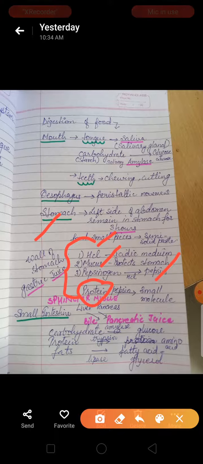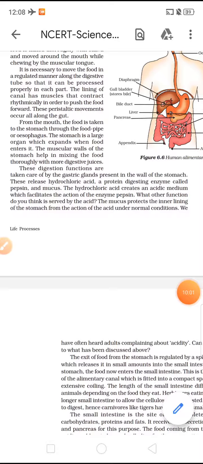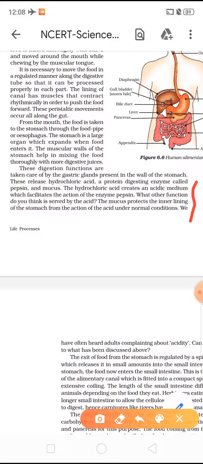Okay, now what are the functions of these things? We will study. Yes, now see, HCl, what will it do? HCl, that is hydrochloric acid, creates an acidic medium which facilitates the action of pepsin. That means the pepsin will be activated with the help of this HCl. Okay, what other function do you think it serves by acid? I have told you.